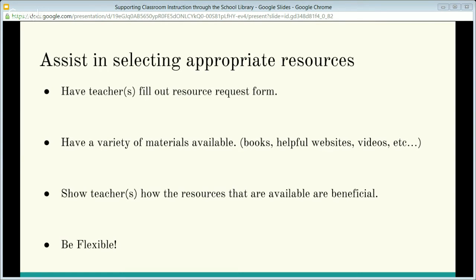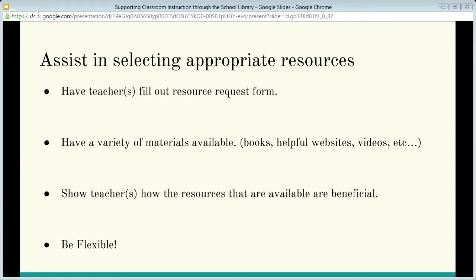So the thing is that being able to show your teachers how to use the resources that are available to them helps, because they are with their teachers more than they are with you. And so teachers are able to use the resources in their classrooms.